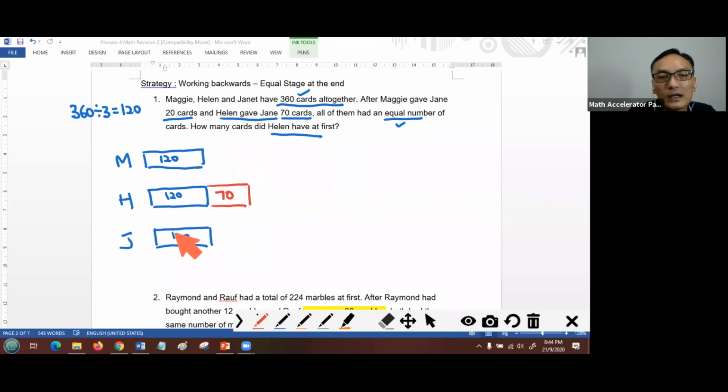What we presented here are the numbers at the end, after the transfer. So at the beginning, we have to ask Jane to return the 70 cards back to Helen so that she has what she has at the beginning. So at the beginning, for Helen, she will have 120 plus 70. And what's the final answer, everybody? Okay, we will have 190, right? 190 will be the answer for this question. Can you follow this?